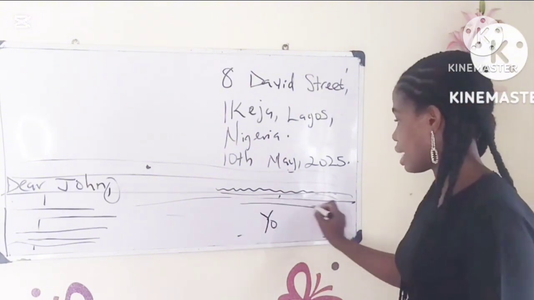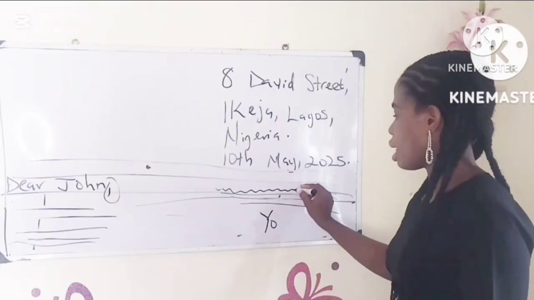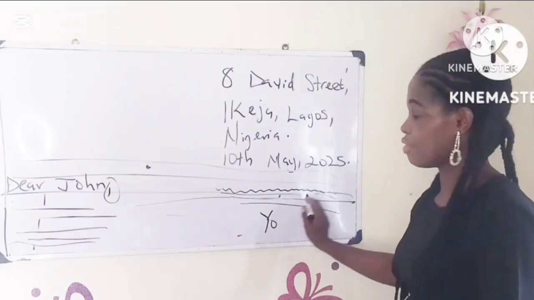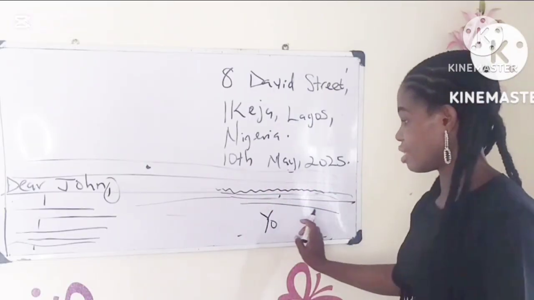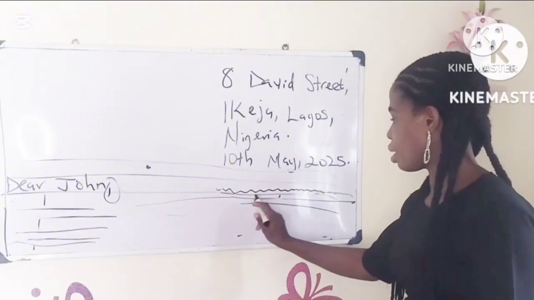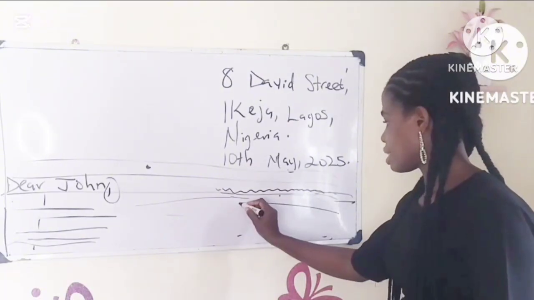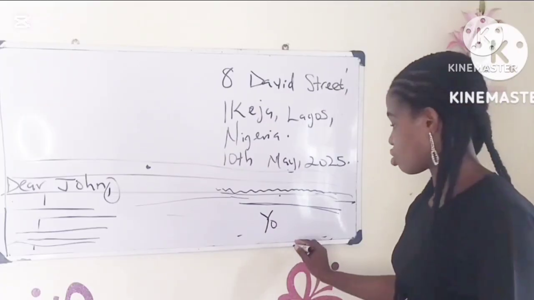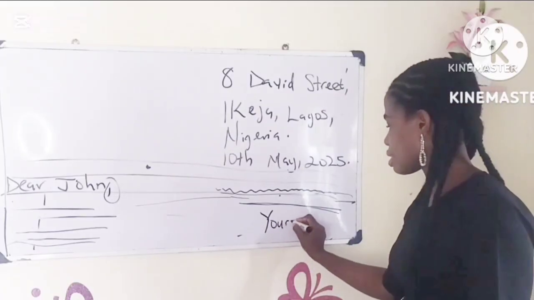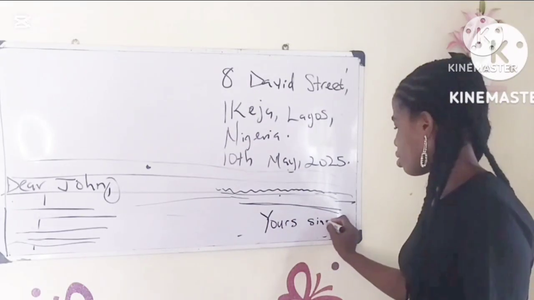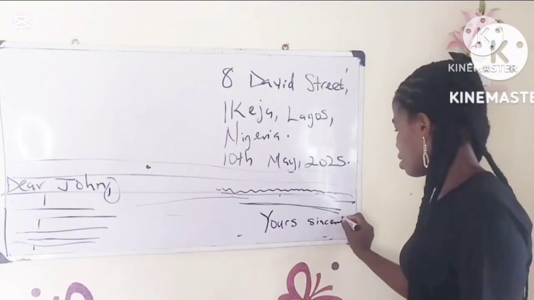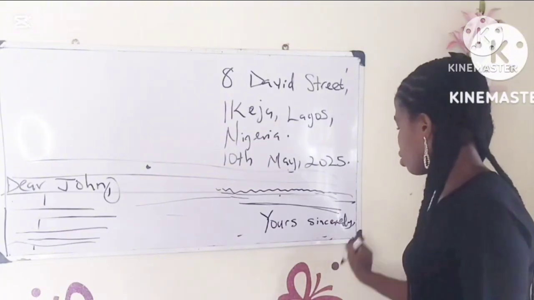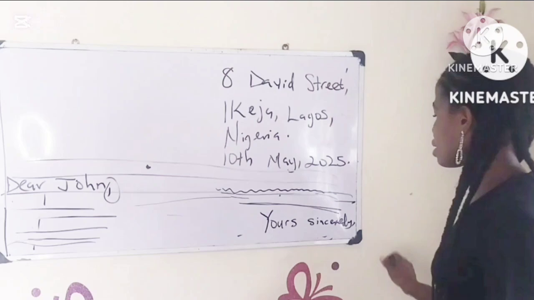Please make sure you skip a line. If this is the last line of the body of the letter, make sure you skip one line before you write the complimentary close. Then, yours sincerely, comma.